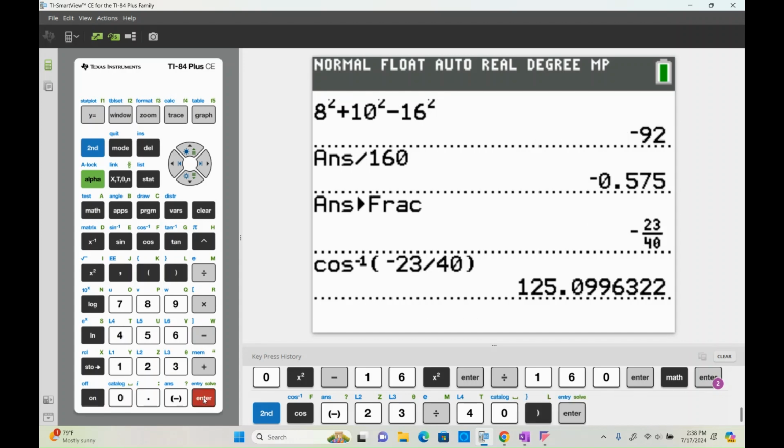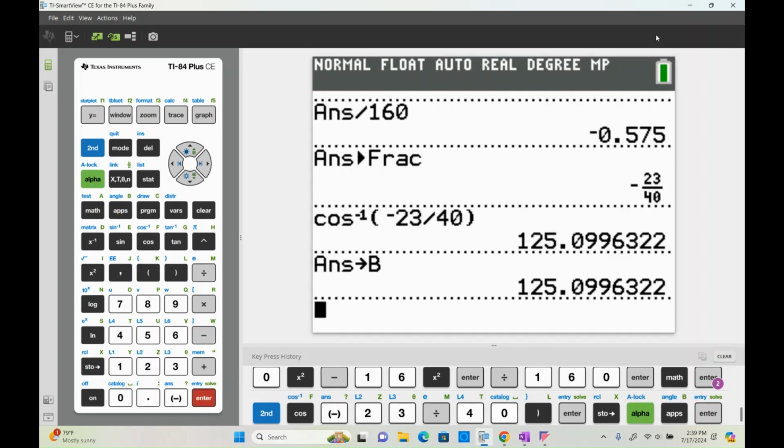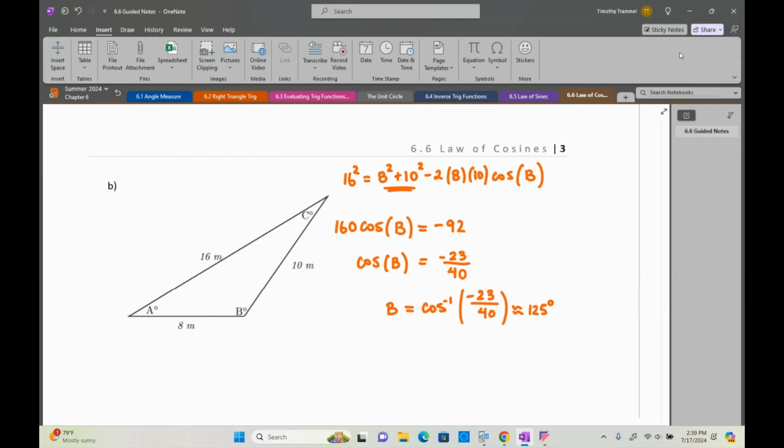All right, so that's giving us about 125 degrees. I'm going to store that as B, just in case I want to use this angle again at some point. So I'm going to say, again, about 125 degrees. And we're just going to round all these to the nearest degree. Now, I could use law of cosines again to find angle A or angle C, but you can see it does take a little bit more work.